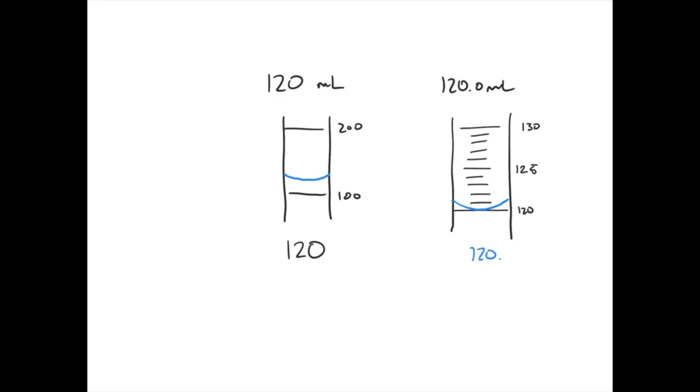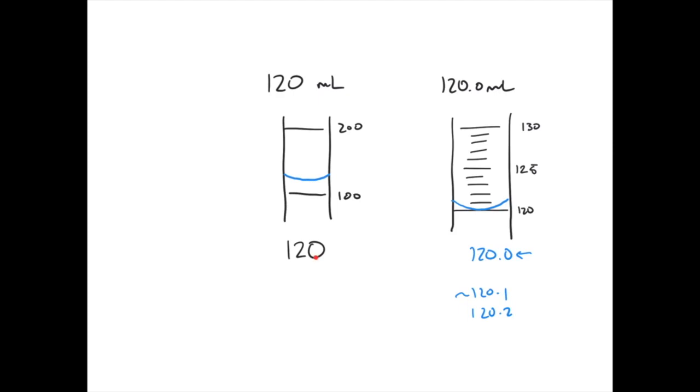And since it's touching the line, they have to say 0.0. Now, if it's slightly above the line, they would say maybe 120.1 or 120.2. But 120.0 is an exact value. It's saying that it's touching the line. It is precise. It is exact.